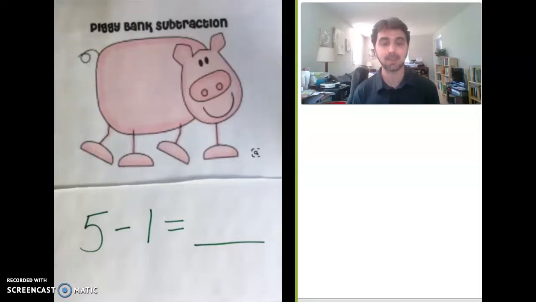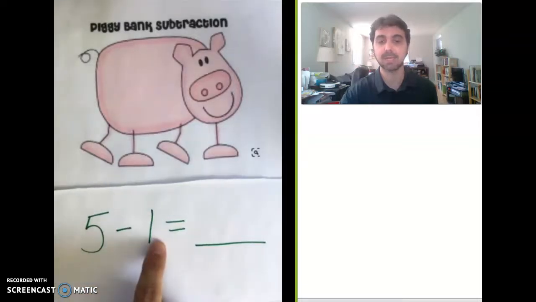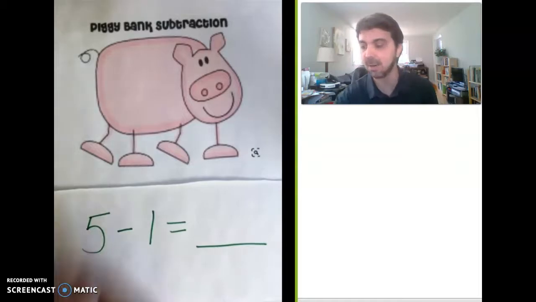So today, some of you may have seen this before. It's called a piggy bank subtraction. You may have done piggy bank addition, or you may have not. But nonetheless, here we are. We have an equation, or we call it a number sentence. It's a sentence because it tells us a story, right? So this tells us we have 5 pennies, and we're going to take away 1 penny to see how many are left. So let's put 5 pennies in our piggy bank.